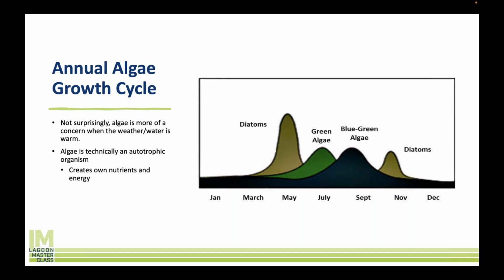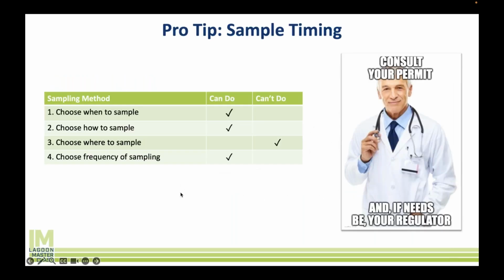And blue-green algae, which is the cyanobacteria, the bad stuff, the stuff you don't want, and if you have it, typically means you've got too many nutrients in your lagoon, peaking kind of fall, like September, October type time frame. And this is all based on temperature and sunlight exposure.